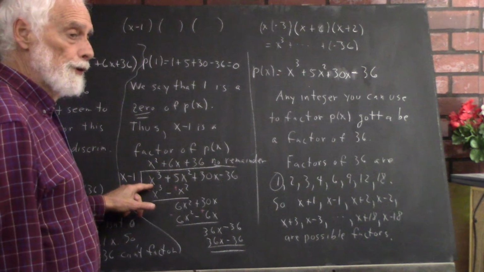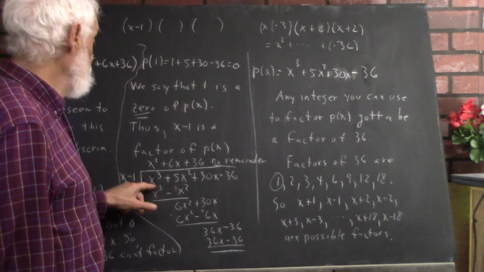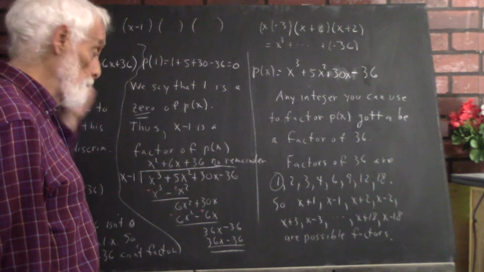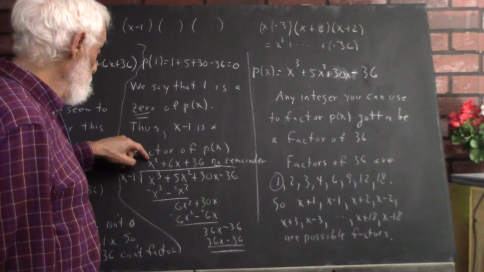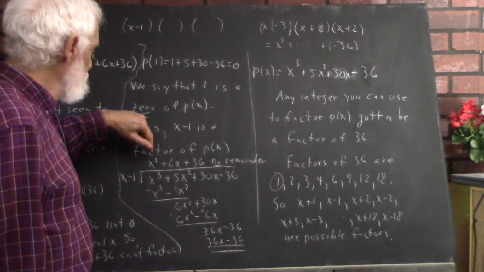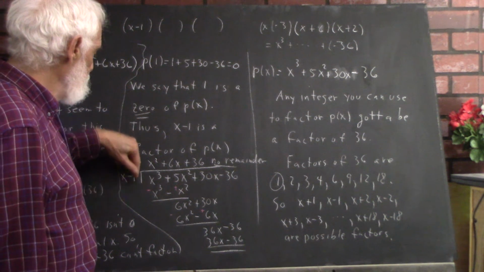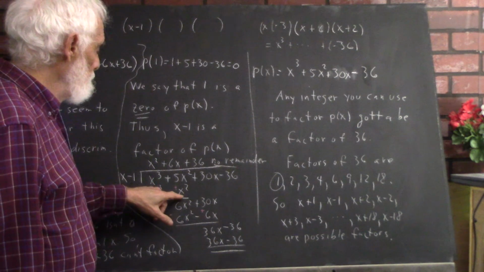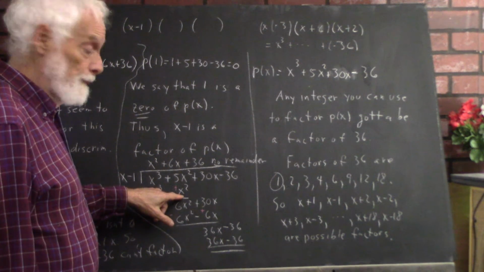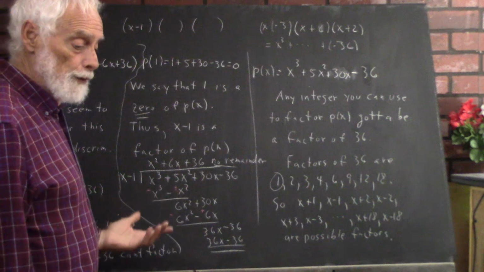X goes into x cubed, x squared times. If you divide x cubed by x, you get x squared. So we put x squared up here, and what that does is then when we multiply x squared by x minus 1, we get x cubed minus x squared. Now, remember the long division algorithm.